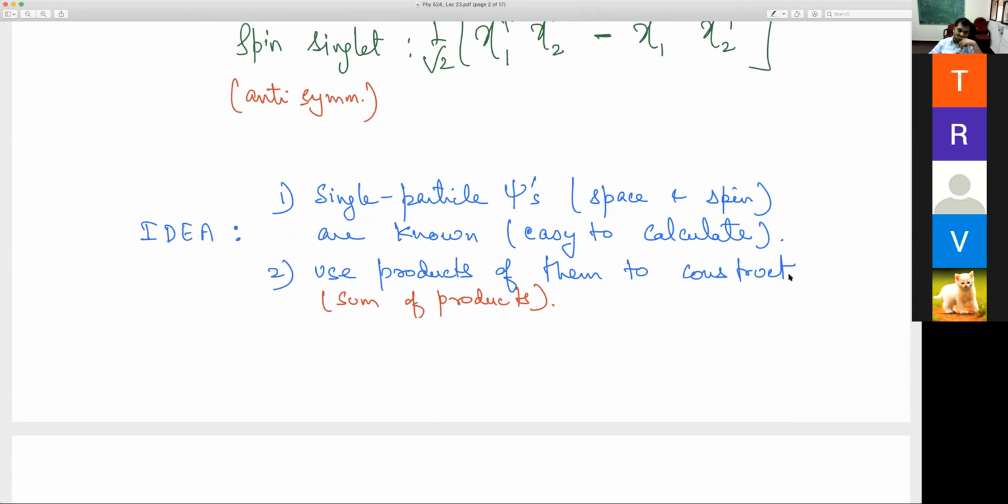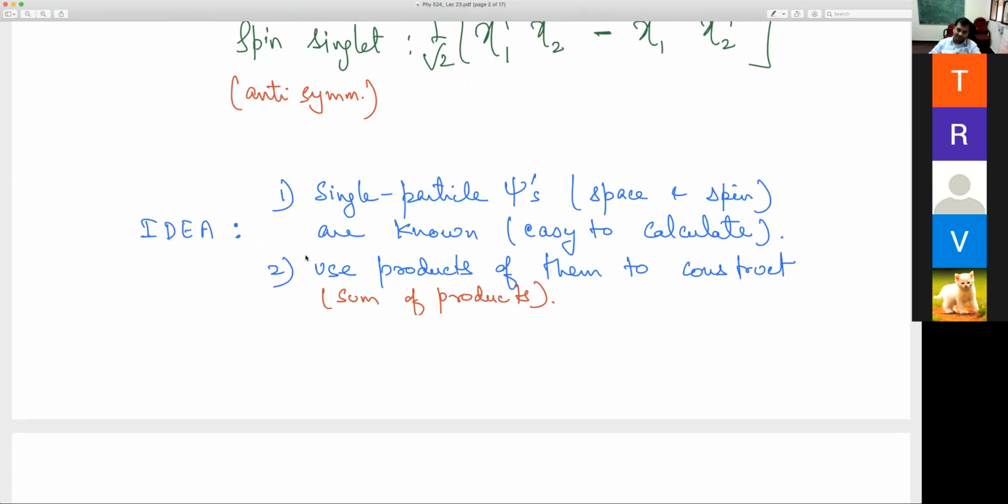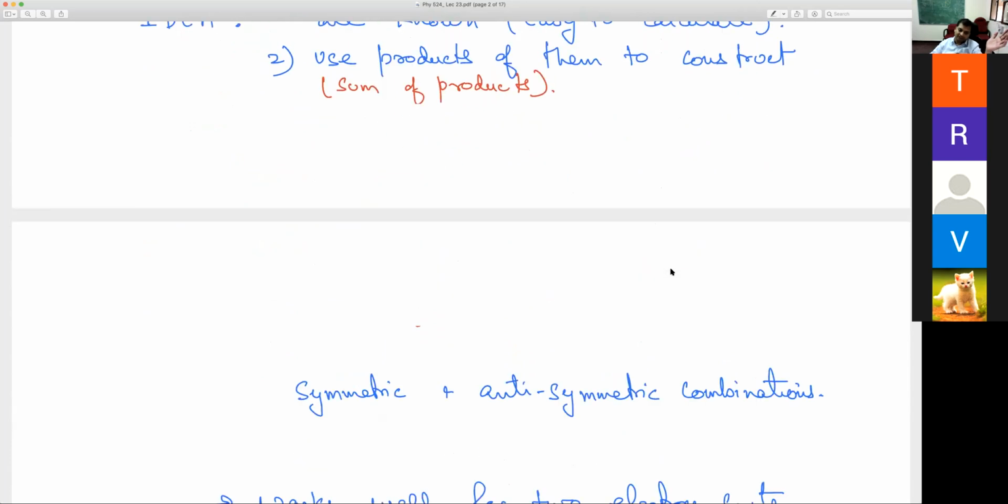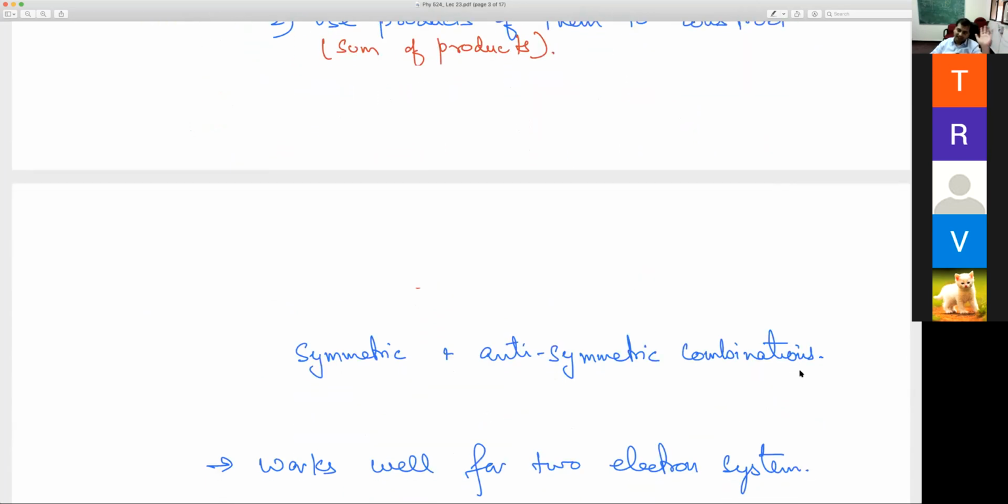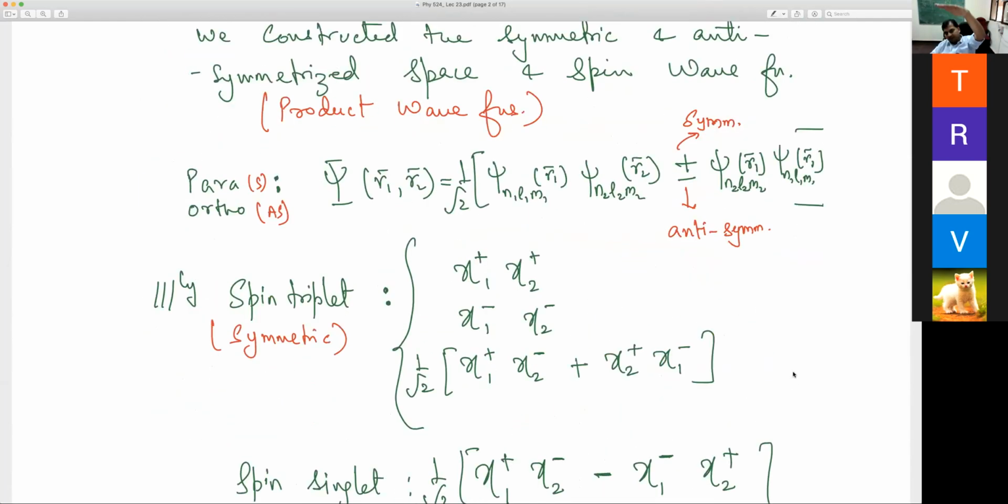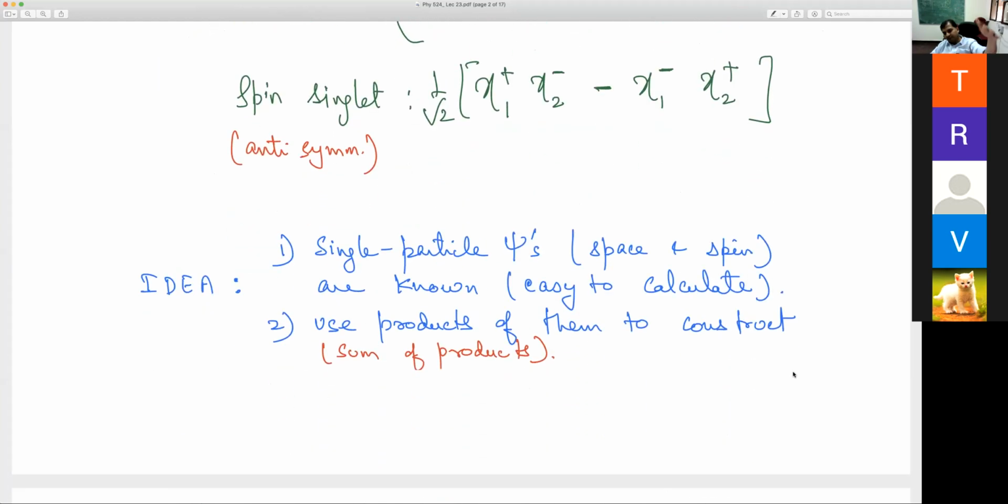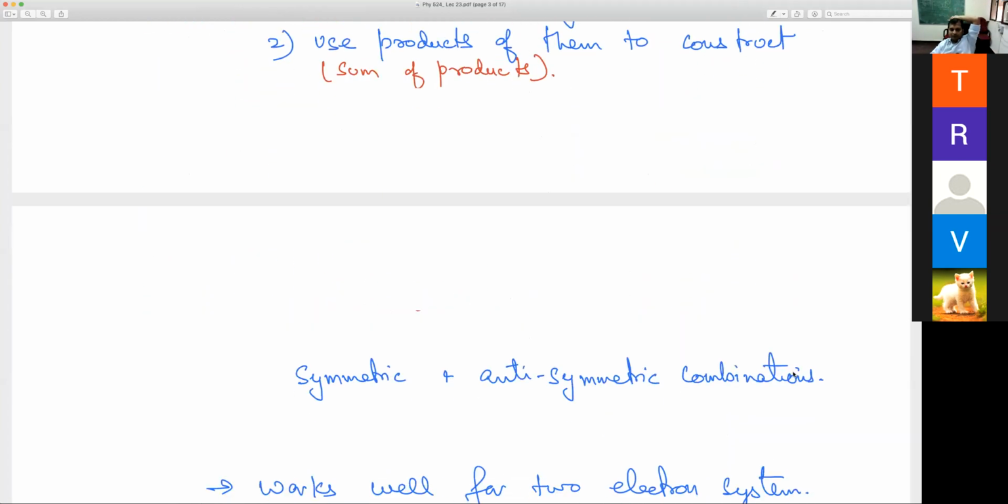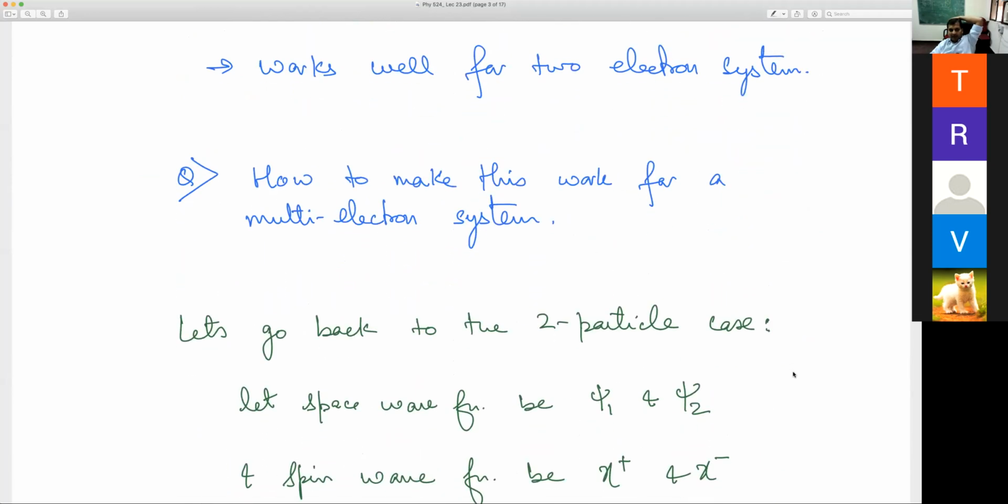Okay. And then the idea that we have used here is basically that the single particle wave functions, both spin and the spatial part, are known and easy to calculate. Okay, so we know the solution for the single particle problem, and we will use the products of them to construct symmetric and anti-symmetric combinations. So that's the idea broadly. Okay, and I'm listing this separately, how we constructed it and what the ideas are, because we are just going to generalize this to more than two particles. Okay, and we showed that this works very well for two electron systems.